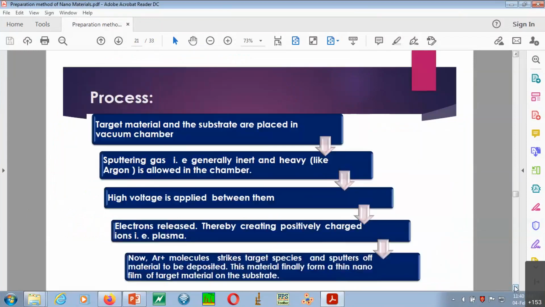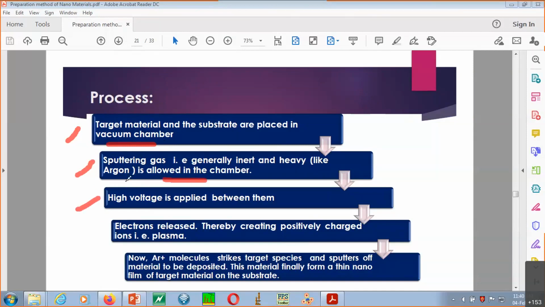So let me move it down. Yeah, so here is the process. You can take it out step by step. First step, the target material and the substrate you have to place in the proper place in the vacuum chamber, which is visible in the image. Second, you need to allow the sputtering gas, that is the inert gas, argon, into the chamber. This is the second step.